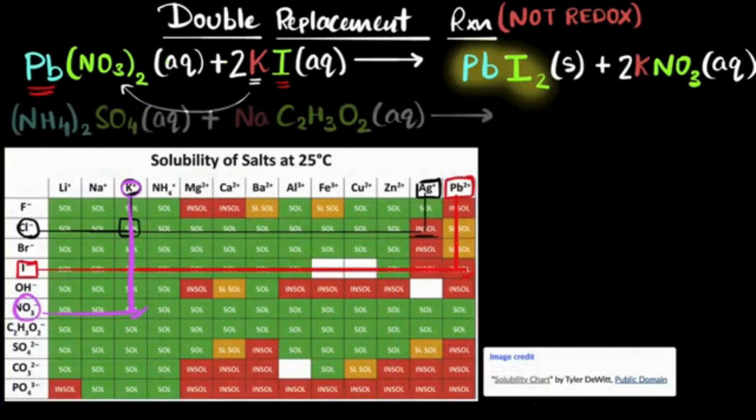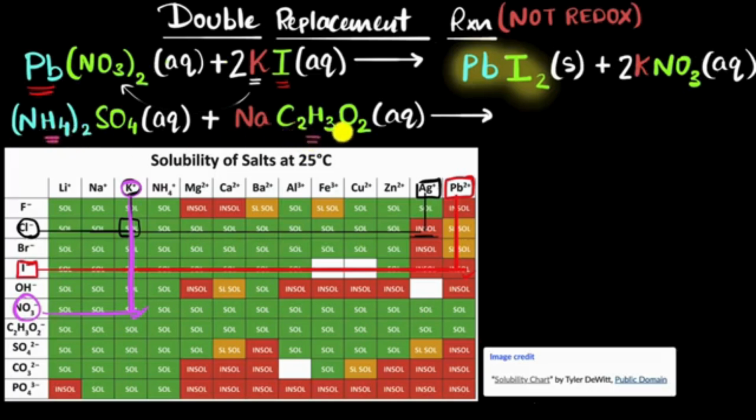All right, why don't we try another one? This one looks a little bit intimidating, but the idea is the same. So why don't you pause the video and try this again? All right, we start by thinking about what the potential products are. How do we do that? We swap the cations, okay? So ammonium cation will combine with the acetate ion. Again, before writing it, let's just look over here.